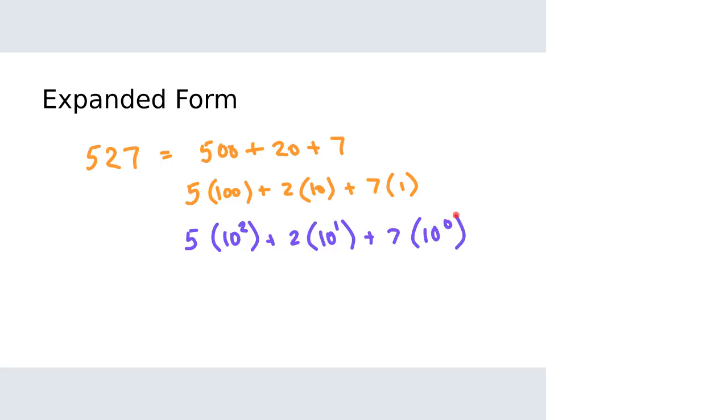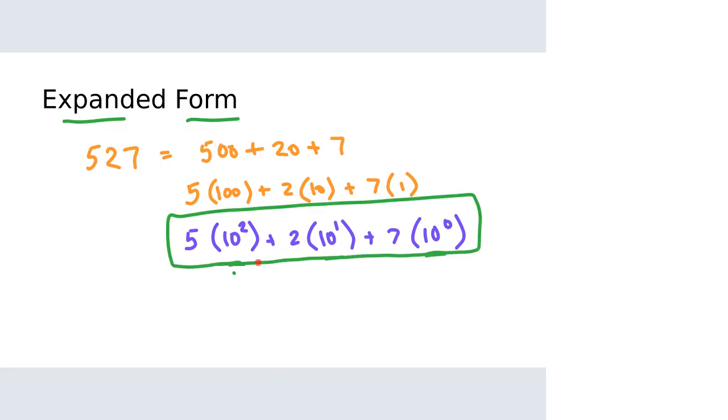And here again, we're emphasizing those place value positions and where they come from. The 1's place is 10 to the 0, the 10's place is 10 to the first, and the 100's place is 10 to the second. And so writing the number 527 in expanded form means writing it this way, as 5 times 10 squared plus 2 times 10 to the first plus 7 times 10 to the 0. That's what expanded form means when you see that term in your book.